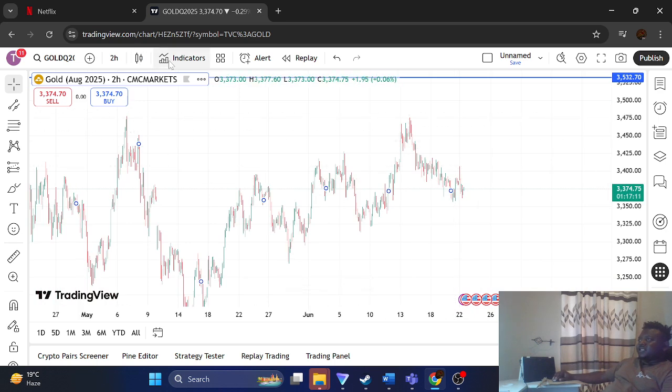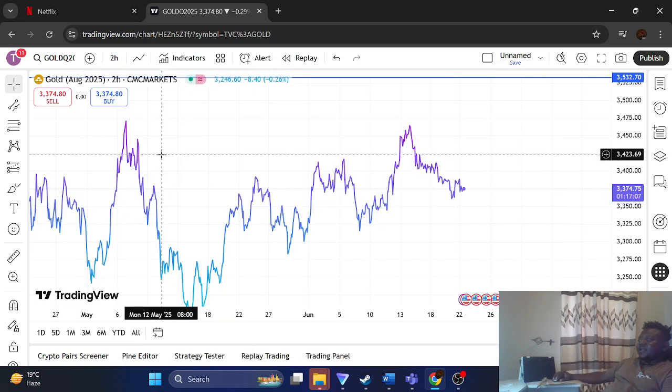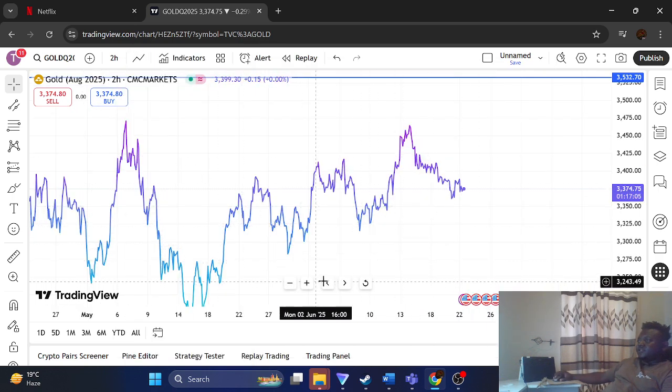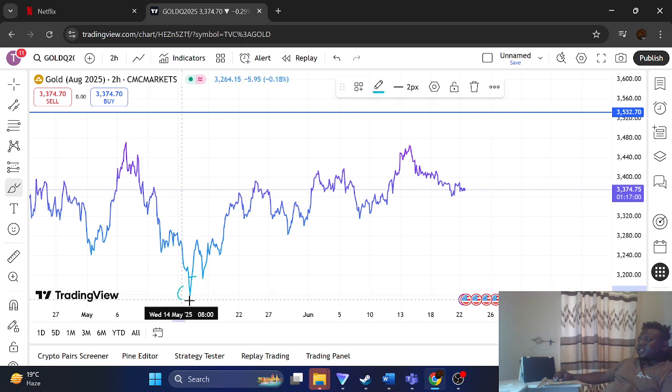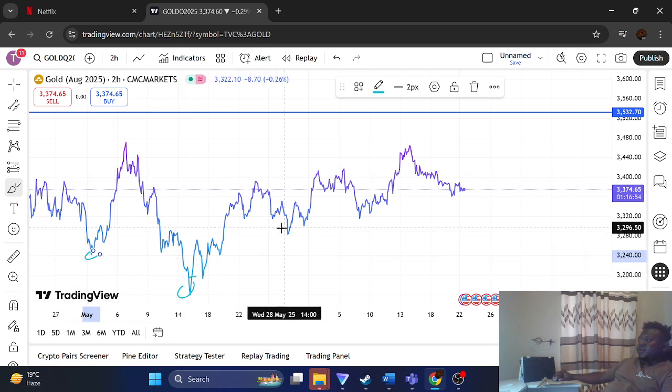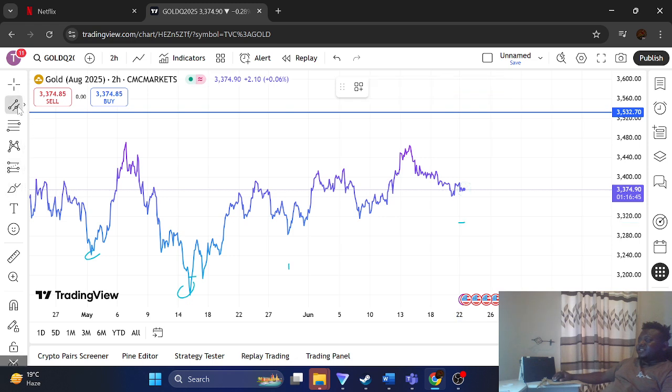So this right here is our line chart. We are no longer worried about this point right here because we already dealt with it with our previous channel. We are now interested in what the market had to offer from this point to our current point. So we place our equidistant channel again.